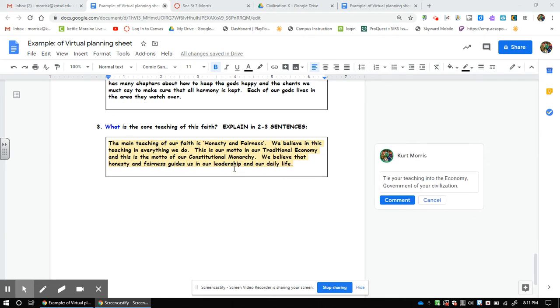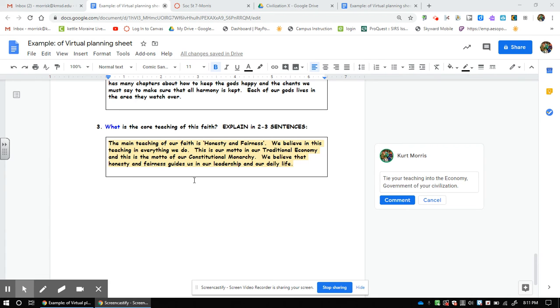And then finally, here, what is the core teaching? This is how I tie everything together. The main teaching of our faith is honesty and fairness. We believe in the teaching in everything we do. This is our motto in our traditional economy, that is also in our constitutional monarchy. We believe that honesty and fairness guides us in our leadership in our daily life.